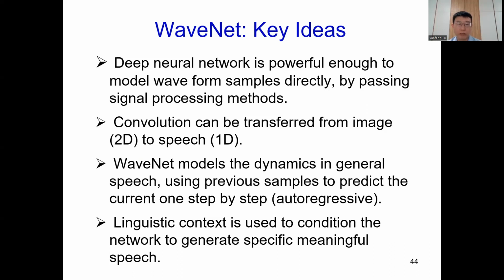And in WaveNet, convolution was adopted, transferred from the field of image processing. Because originally the convolution was used in image processing, and an image is 2D data. But speech is different, because speech is just a one-dimensional sequence. But in this case, engineers transferred this convolution idea from the field of image processing into the field of speech processing.